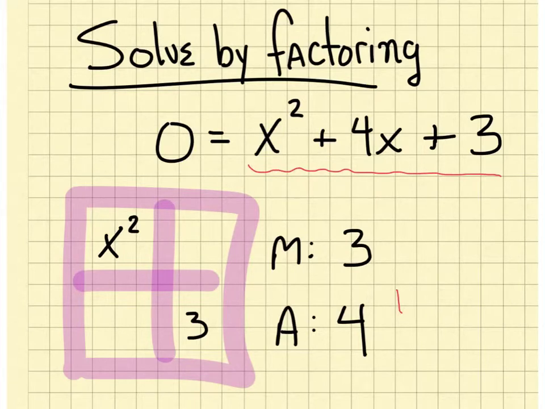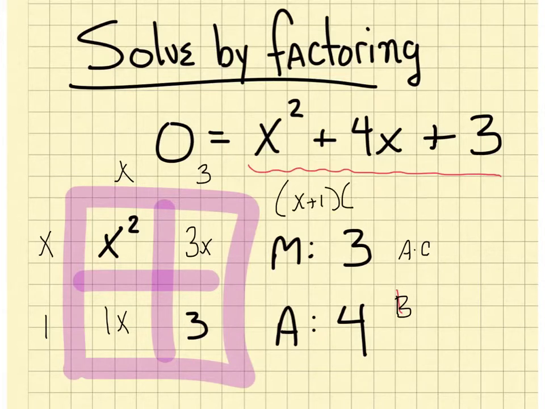I'll remind you that you're looking for numbers that multiply to give you a times c, and they add up to give you b. So in this case, I have a 3 and a 4. I want to come up with 3x in this spot and a 1x in this spot. I'm going to factor out my GCF. I'm going to then fill in the top, and fill in the side, and now I have a factored equation.